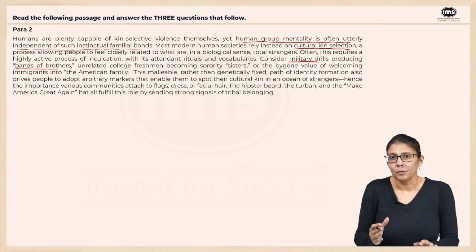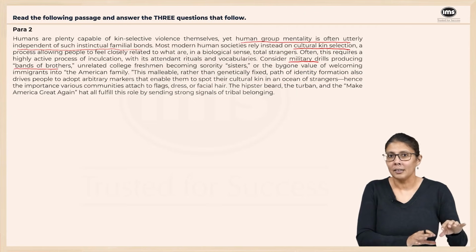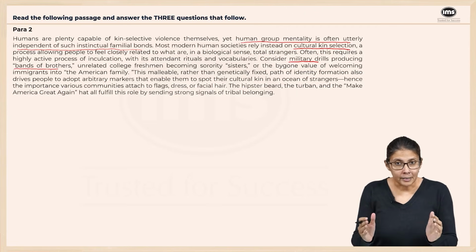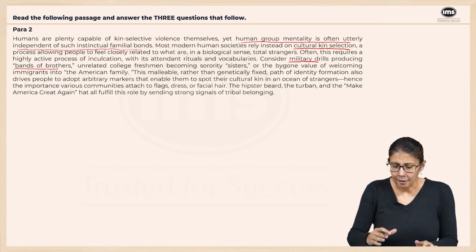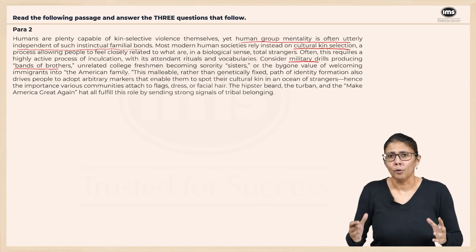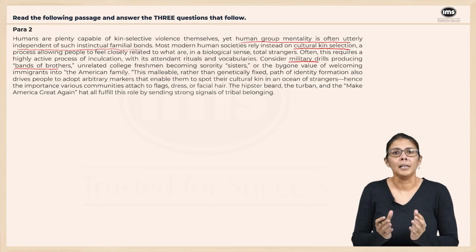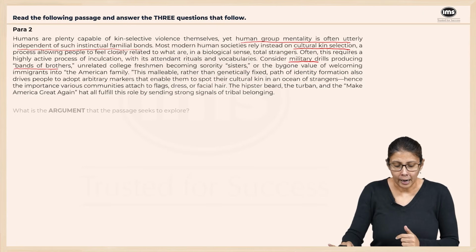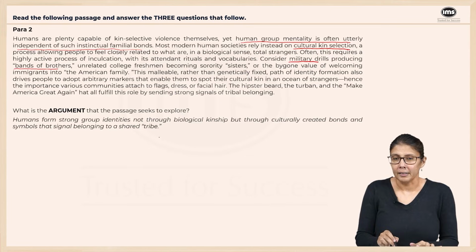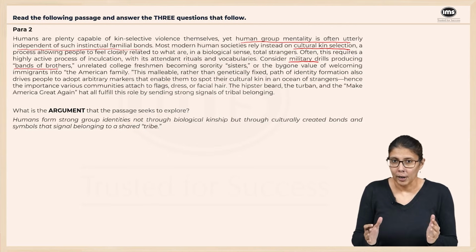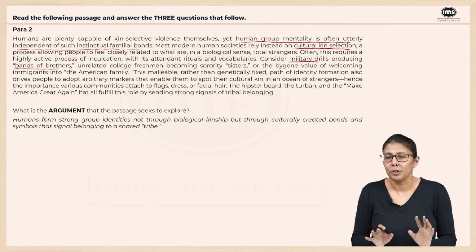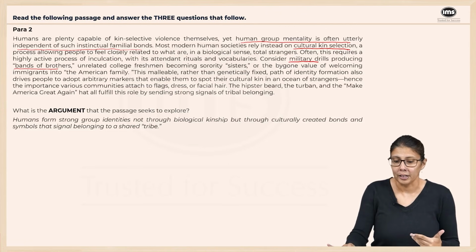So, what we're trying to say is that amongst other species, the in-group or relatedness to a group is determined by biology, whereas in humans, this relatedness is determined by culture. And after that, it just takes the examples of how certain cultural norms create this feeling of belongingness amongst people. So the argument here is that humans form group identities not through biological kinship or relatedness, but through culturally created bonds. So that's it. If you have read the second paragraph, then you have pretty much understood the passage, and the first para is also going to make a lot more sense to you.